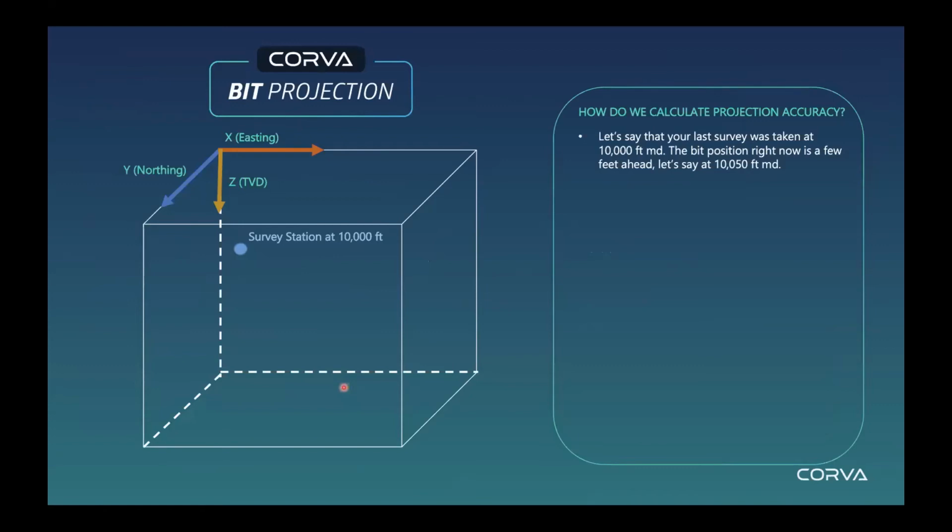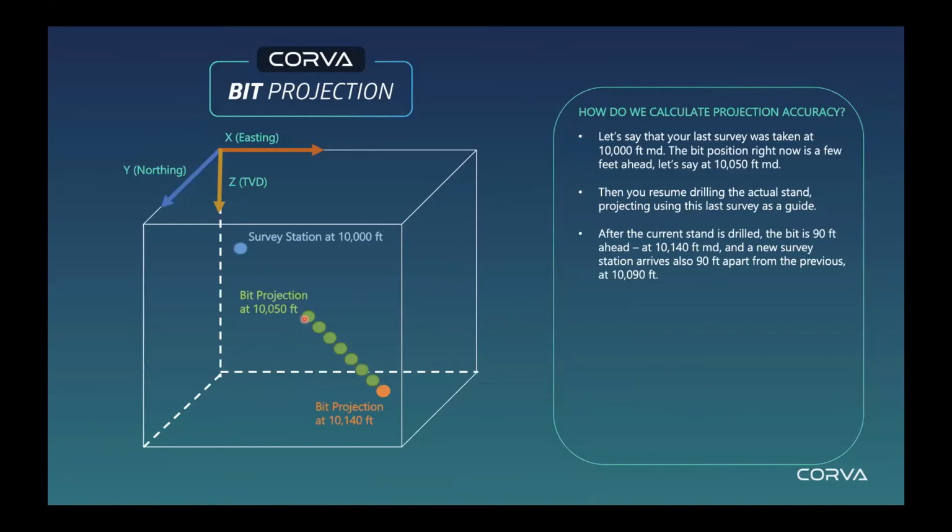There's a little graphic to show that visually, so it makes a little more sense. Say we have a survey station here at 10,000 foot. Obviously, we know our bit to sensor distance is offset by 40 to 60 feet. In this instance, we used 50 foot. So we got our survey, and the bit's 50 foot ahead. We'll continue drilling, getting our new data points. They're updating every 30 seconds. Now we're roughly about 90 feet ahead. That's an average drilling stand length.